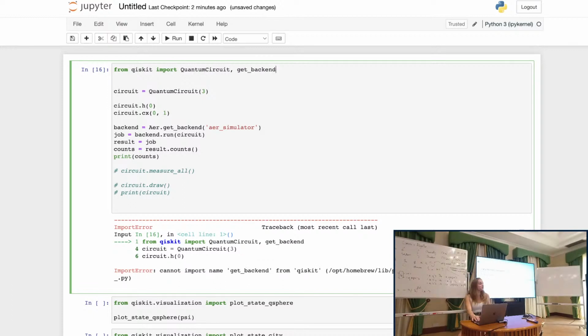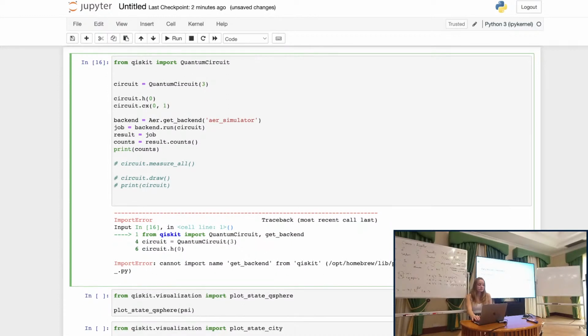Any questions to the first part on simulators? Otherwise, we would go to running it on the real backend.